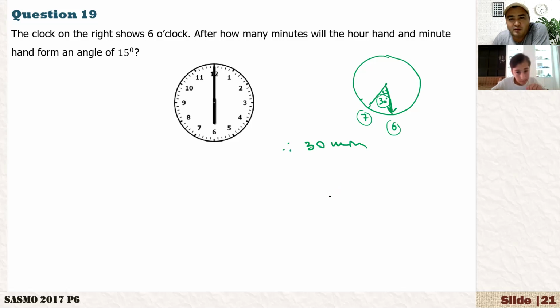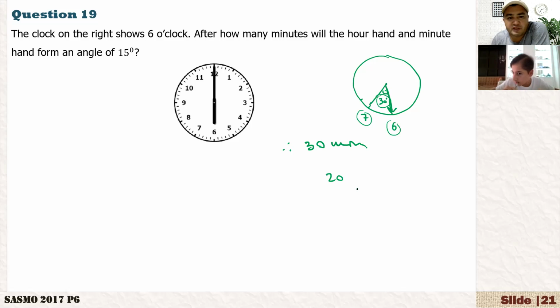But if I ask this question a little bit different, for example, for your level, Rahim, let's say after how many minutes will the hour hand and minute hand form an angle of, let's say, 20 degrees, or let's say 23 degrees even, or 25 degrees? It will be a harder question. At that time, you will have to form an algebraic equation and solve it. Why?